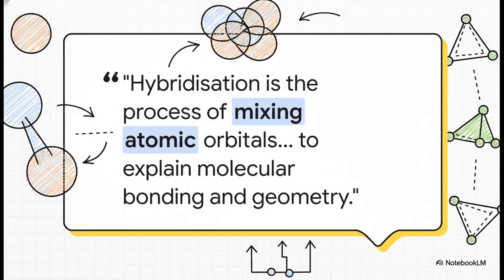So let's just bring this all full circle by going back to that core definition. At the end of the day, hybridization is just the process of mixing these basic atomic orbitals to create new ones. And these new ones perfectly explain the bonding and, crucially, the 3-dimensional shapes that we actually see in molecules. It's the theory that makes all the shapes make sense.